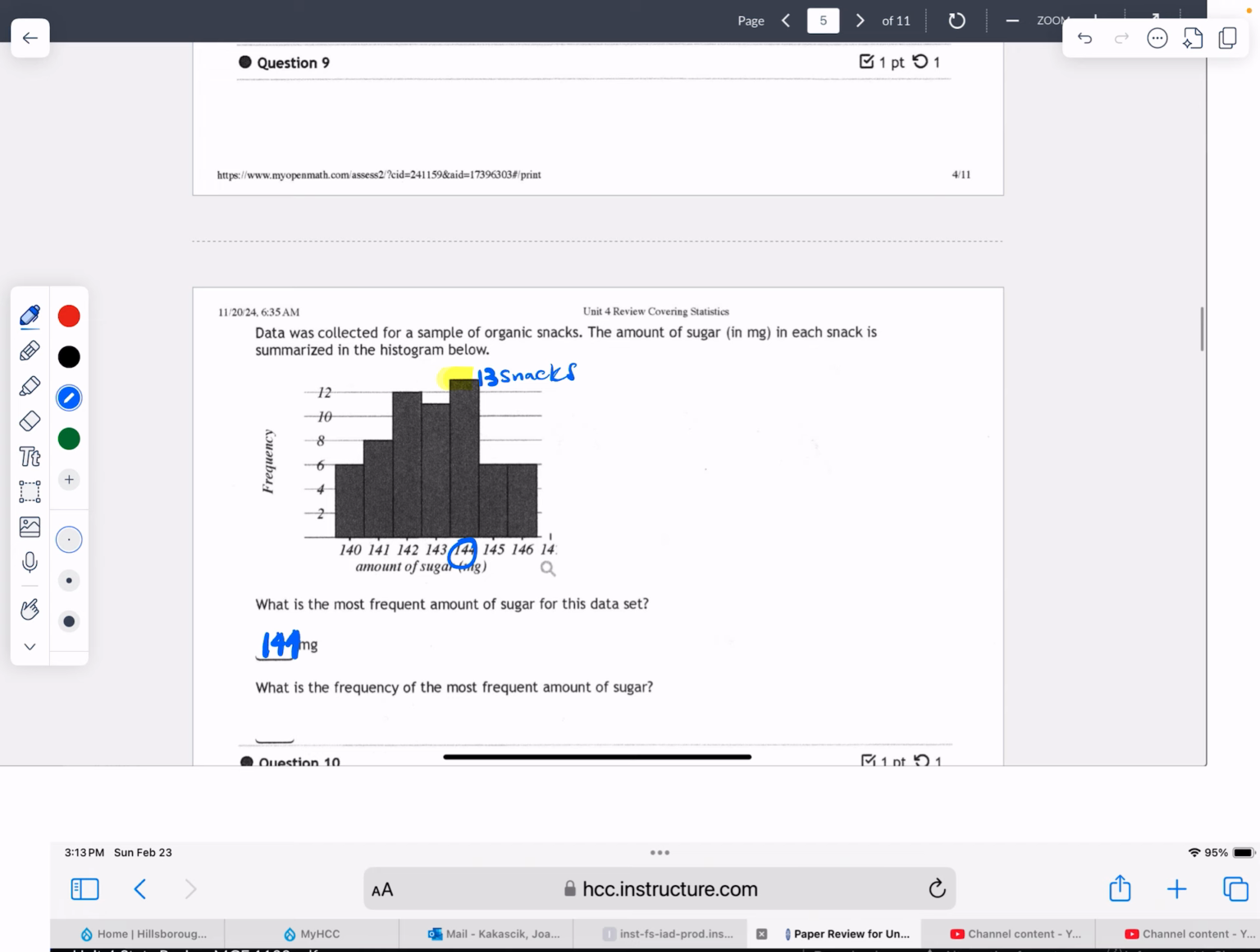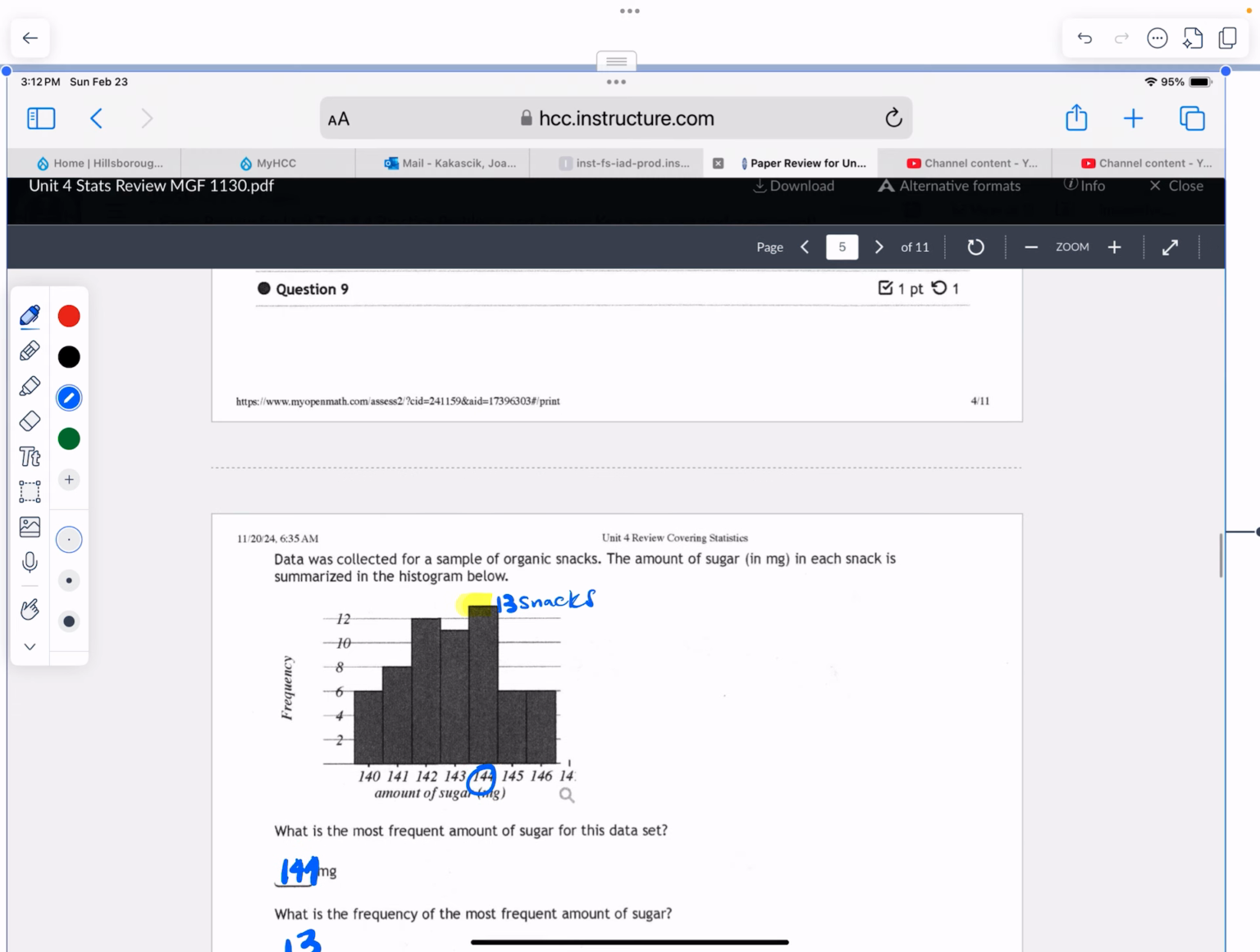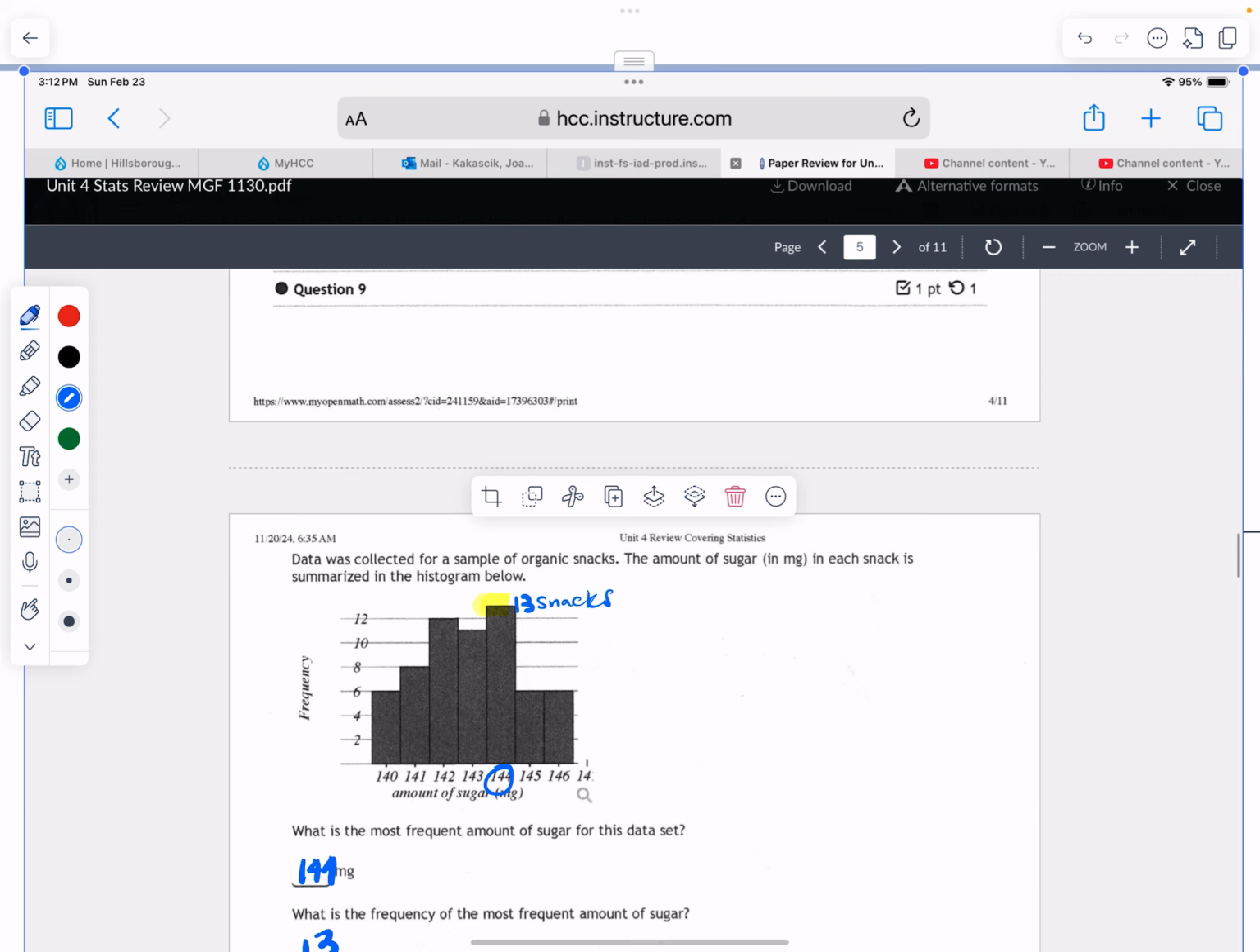What is the frequency of the most frequent amount of sugar? I just found that 13 is the frequency. Okay, and that one's done. So let's check out what's coming next.